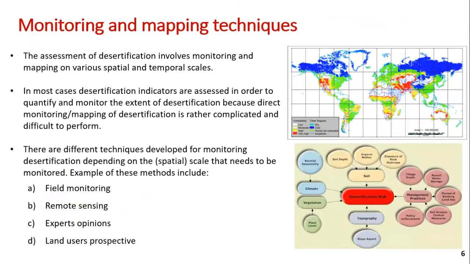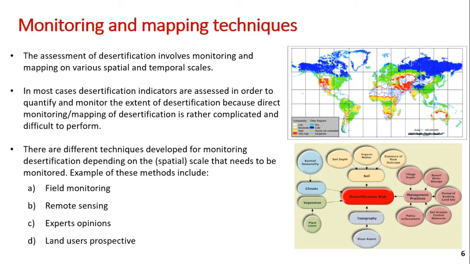We can see from the previous discussion that to come up with a precise estimate of the extent or the area that undergoes desertification, you would have to consider all the sustainability pillars. Remember that when we talk about the definition of desertification, it's a type of land degradation due to climatic changes and also human impact.